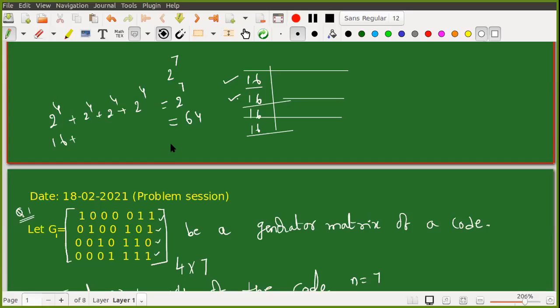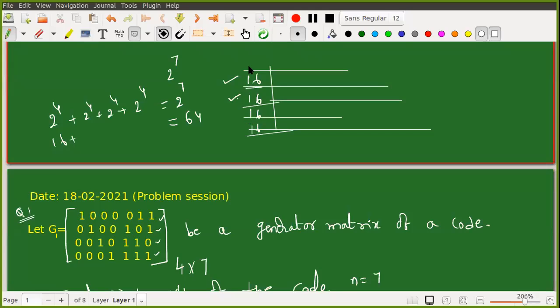What is 2 power 7? That's your question. Actually, the length of the code word is 7, so in total there are 2 power 7 words overall. Out of them, 16 are code words. The remaining are not code words, right? If an error happened, it can be any of these 2 power 7 words. If it is already a code word, then the syndrome is 0.